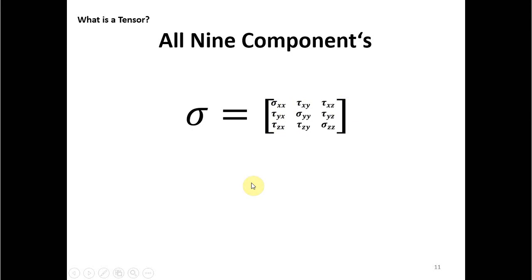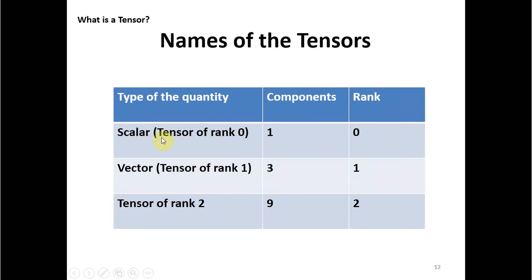So now the problem arises: what name should we give to this physical quantity? The option was to call it a tensor. A tensor is something which has more components, that is 9 components in 3 dimensions. So we also have to rename our previously defined quantities. For example, we had a scalar, which, if you remember, has only 1 component, and we call it a rank 0 tensor.